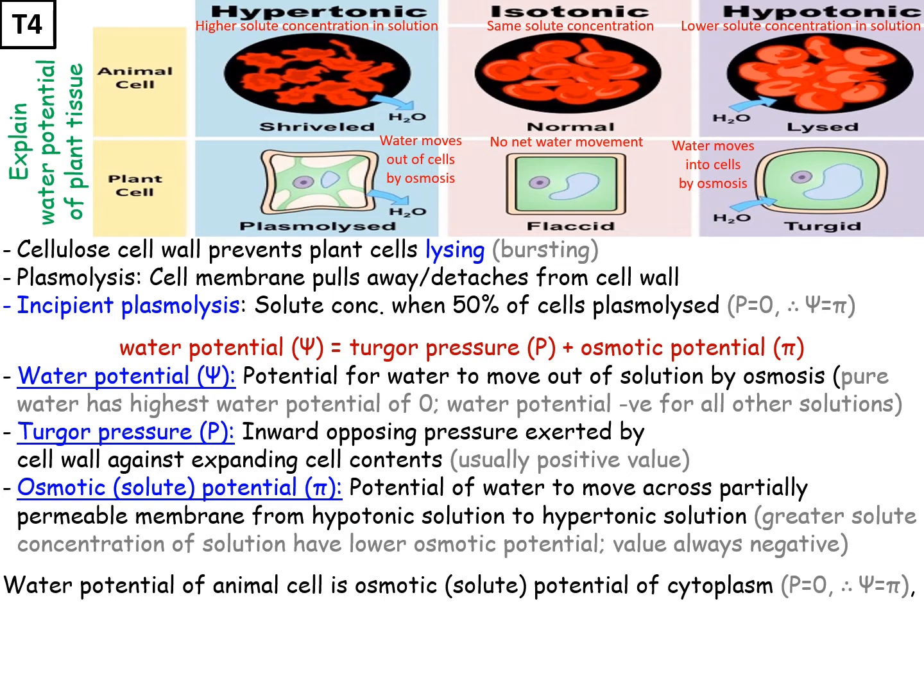The water potential of an animal cell is the osmotic potential of the cytoplasm. That is because animal cells do not have any cell wall, so there is no cell wall exerting hydrostatic pressure. Therefore, turgor pressure has to be 0, so the water potential equals the osmotic potential.